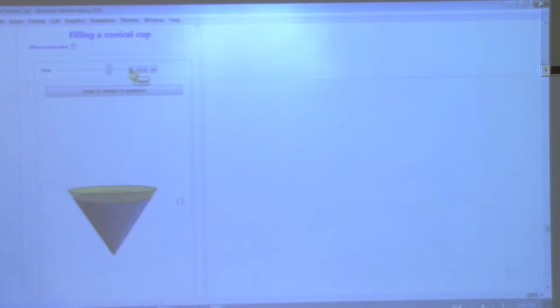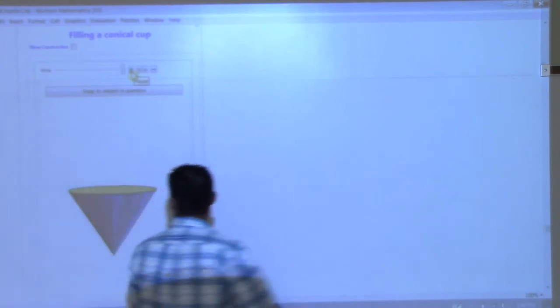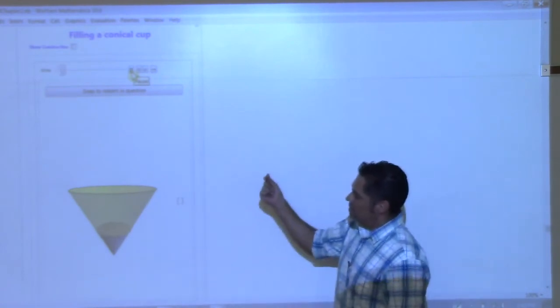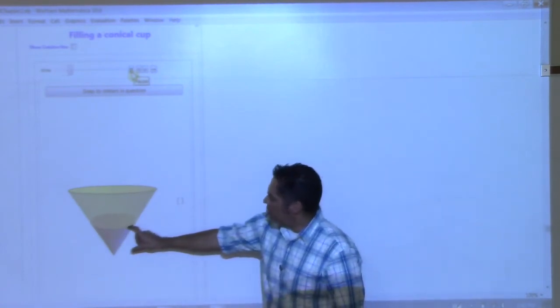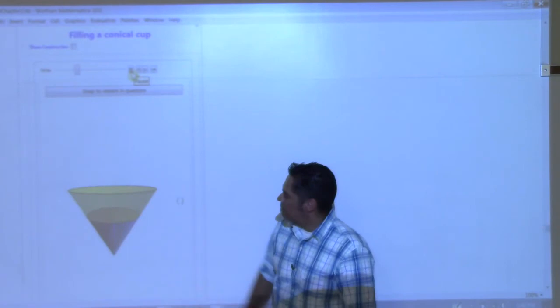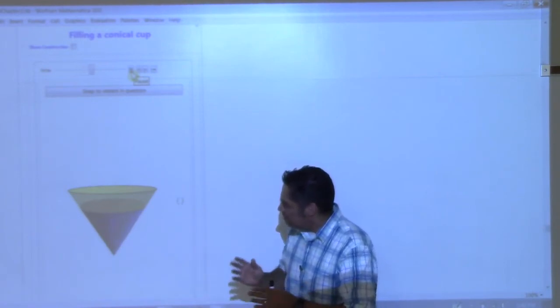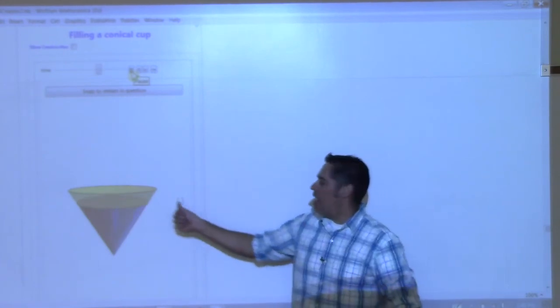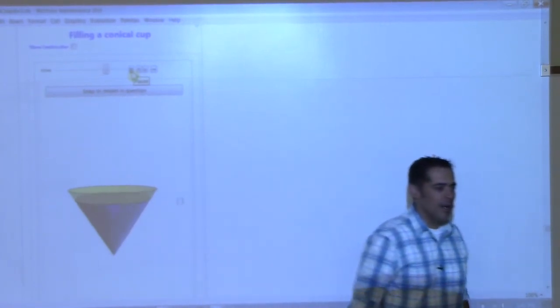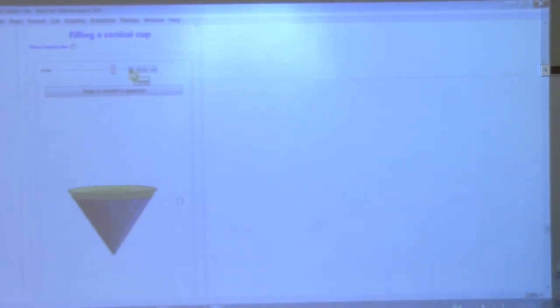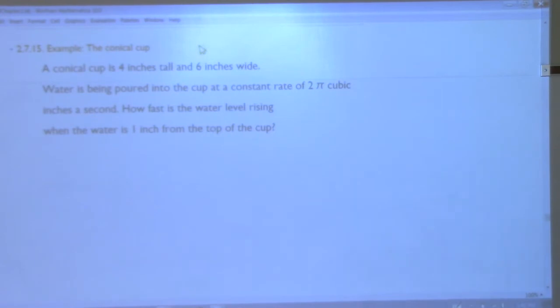So the question that we're asking is at exactly the instant that the water level is 1 inch from the top. So like somewhere around right about there. How fast is that water level coming up? Okay? So let's start with some pictures.